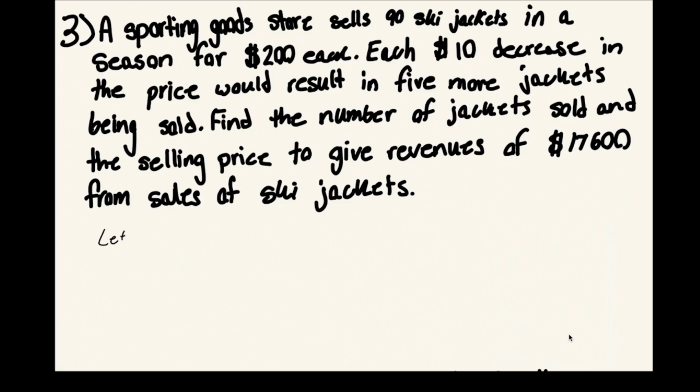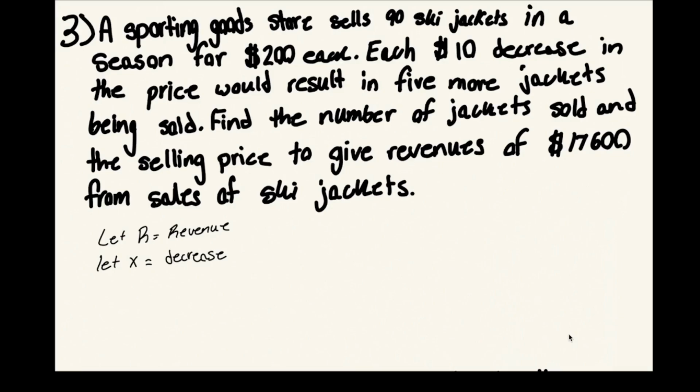Let R equal revenue, and then let x equal the decrease. And you'll see what I mean by decrease. The reason it's a decrease is because, look, it's going down. Every time they go $10 down in price, it would result in 5 more jackets being sold.